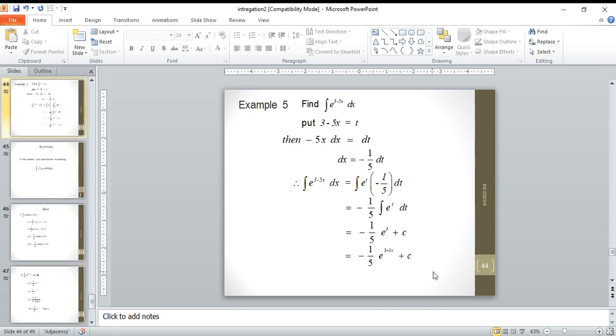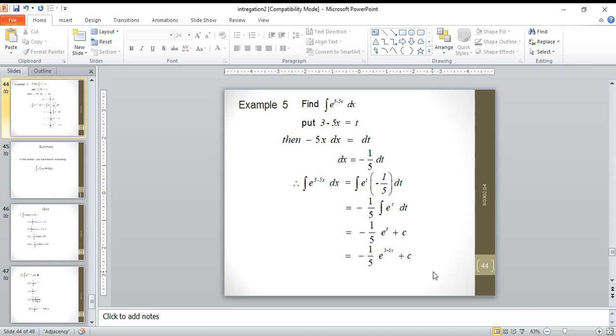Example 5. Find integration e power 3 minus 5x dx. Put 3 minus 5x equal to t. Then take derivative on both sides. Derivative of 3 is 0, derivative of minus 5x is minus 5 into dx equal to dt. This is a printing mistake. So dx equals minus 1 by 5 into dt.